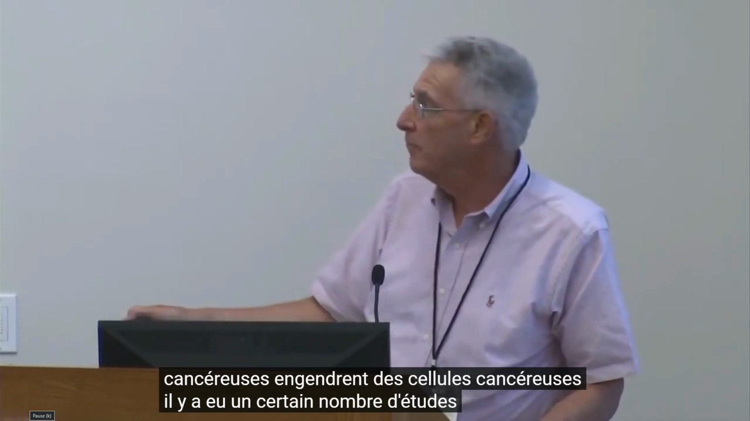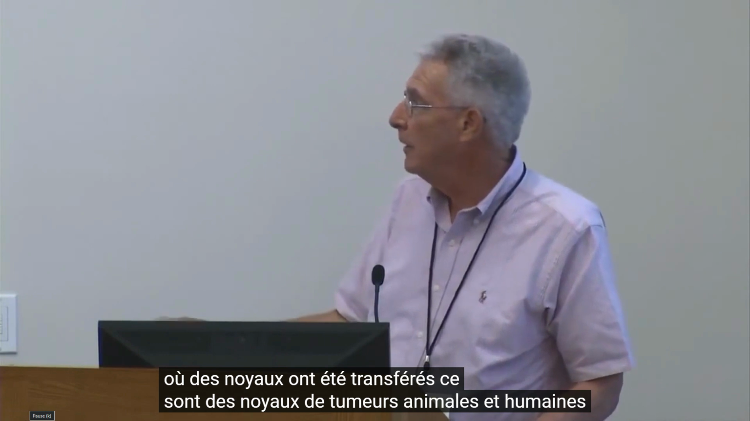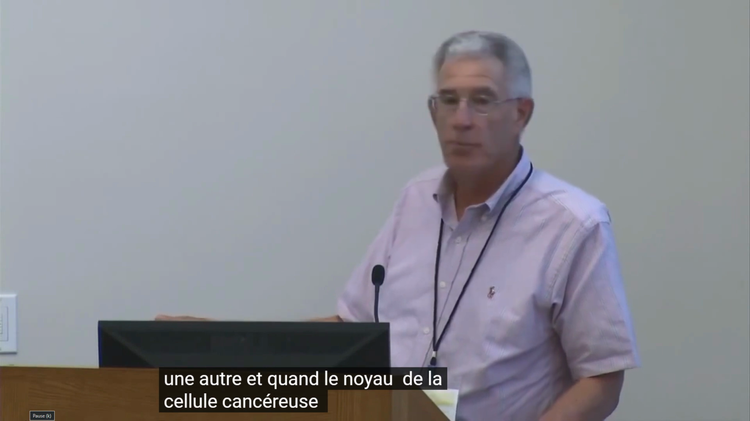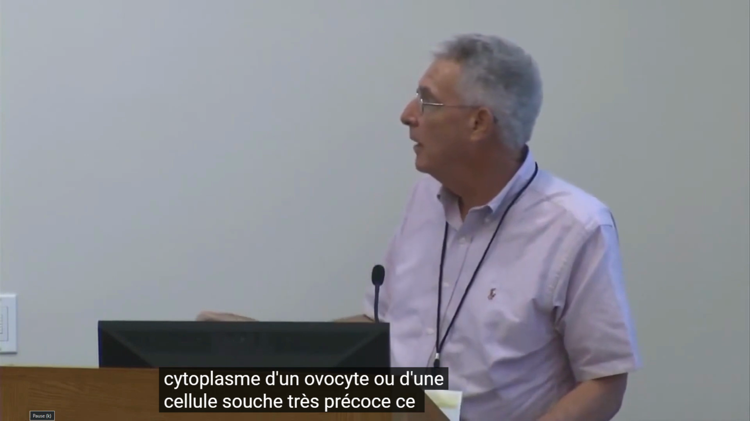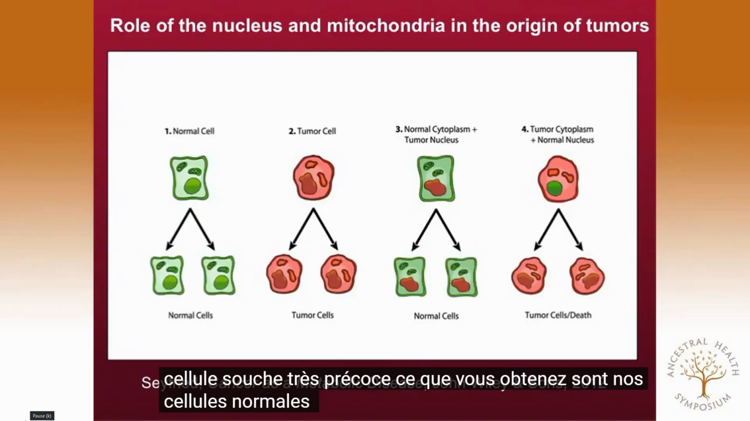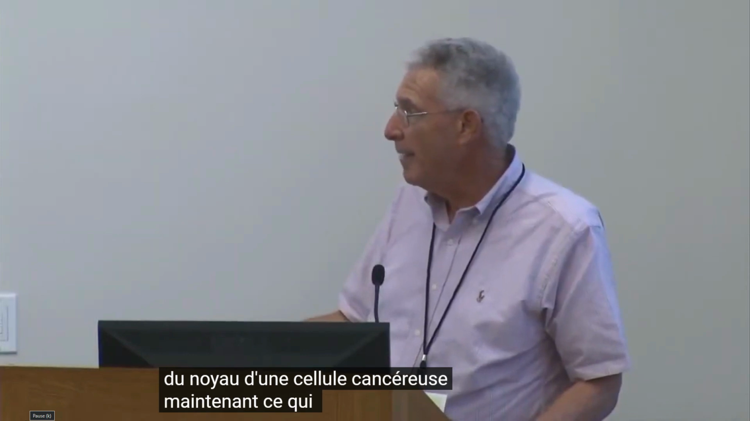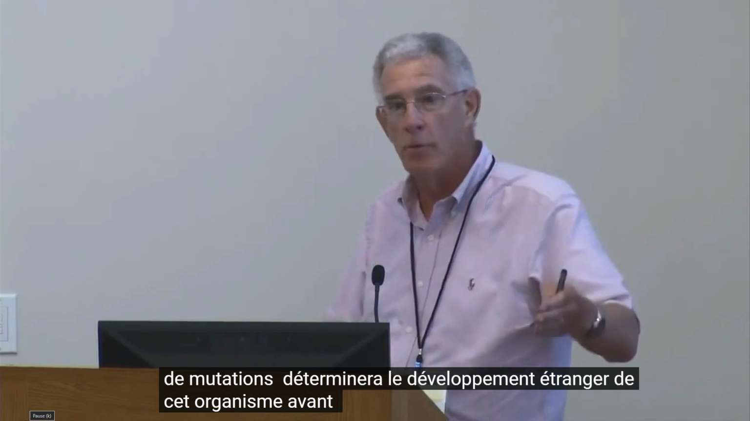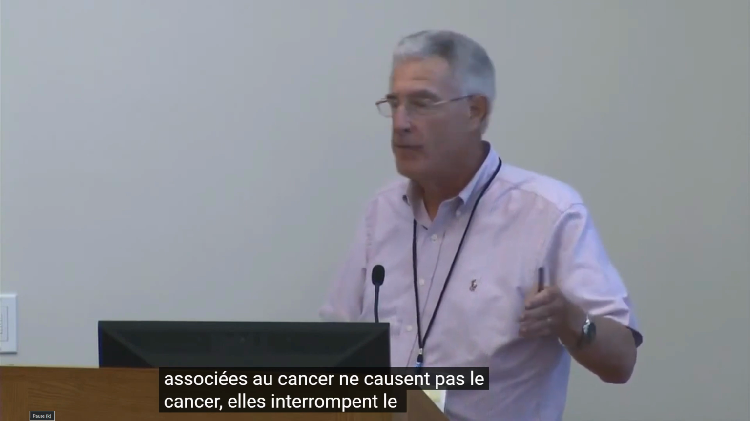There have been a number of studies where nuclei have been transferred. These are in animal and human tumors. Nuclei can be transferred from one cell to another. When the nucleus of the cancer cell is transferred to the cytoplasm of either an oocyte or a very early stem cell, what you get are normal cells, sometimes normal tissues, and sometimes complete organisms from the nucleus of a cancer cell. What happens, depending on the number of mutations, will determine how far in development that organism goes before it aborts. So the mutations that are associated with cancer don't cause cancer, they abort development.